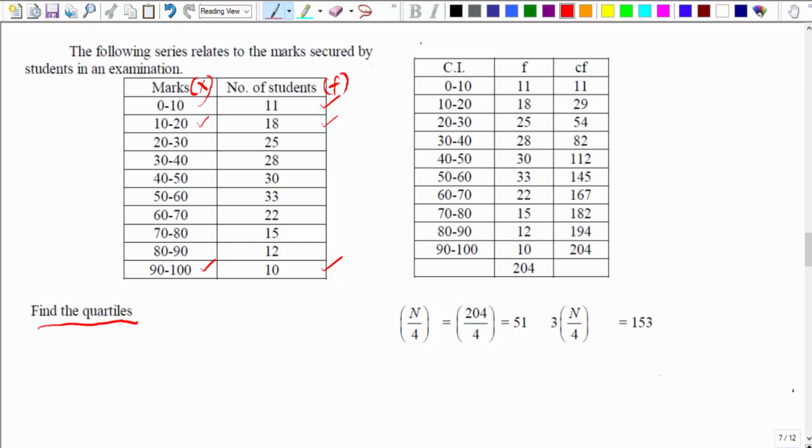So what is step 1? Basically, we have to find out the cumulative frequency. I'm going to reproduce the information in the question here, that is the marks and number of students. The marks I'm going to call class interval, and the number of students is F, frequency. Now we have to find out the cumulative frequency.